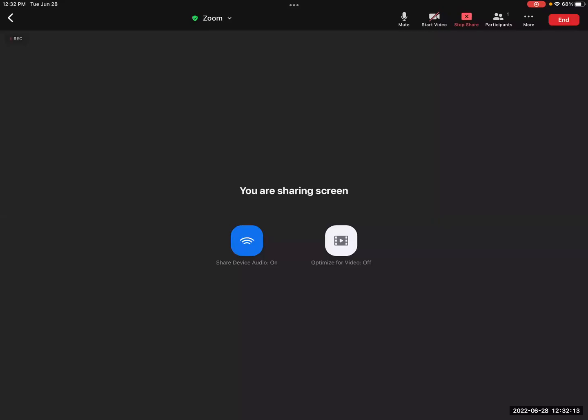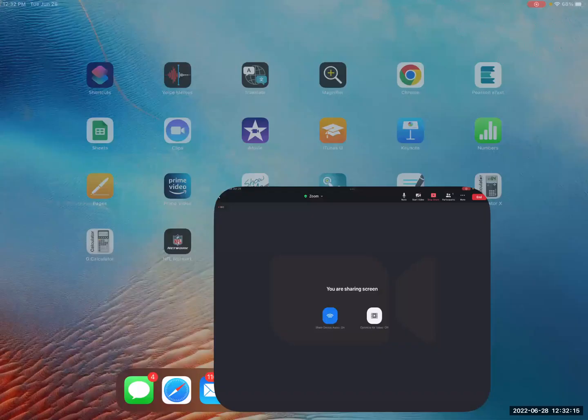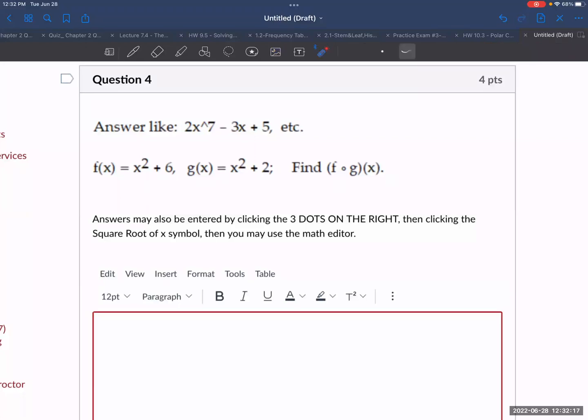Okay, so here I'm going to show you question number 4 from the exam. They're asking us to find f of g of x. What you need to know about functions is that when there's that little circle in the middle, it means one function is inside of the other. That was in the homework, that was in the practice exam. So you do need to know that.